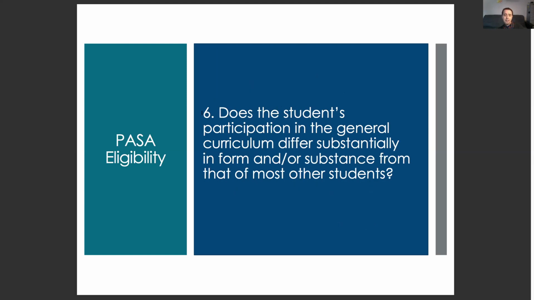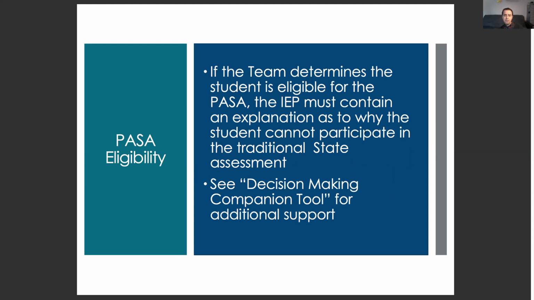And the last question that we want a yes on: does the student's participation in general curriculum differ substantially in form and/or substance from that of most other students? So for that PASA, the team has to consider all 6 questions. All 6 questions have to be a yes. If the team determines that the student is eligible, then there needs to be an explanation as to why the student cannot participate in the traditional state assessment. And we're going to go over where all of these statements go in a few moments. We also have a supporting document, which is a decision-making companion tool in our supportive documents that I'll go over in a little bit, that can help you make those determinations for PASA eligibility.